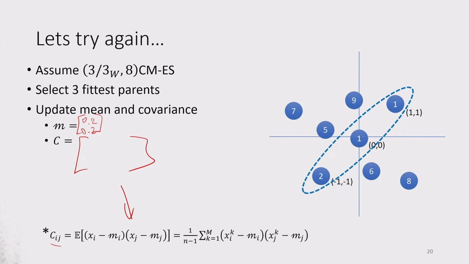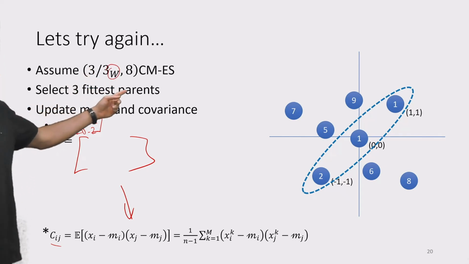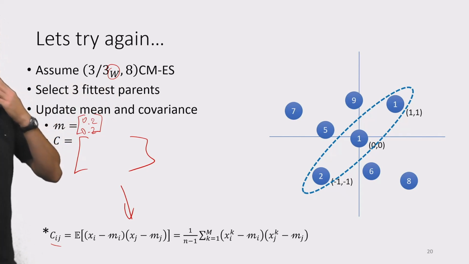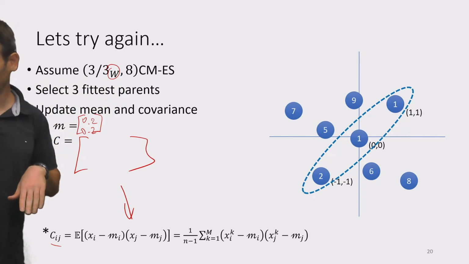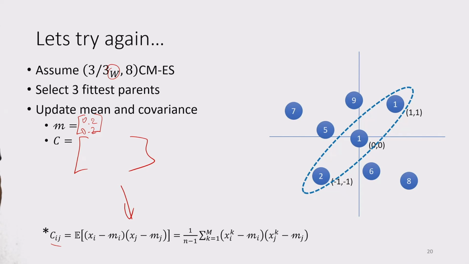Question: when you're calculating the variance and covariance, we use the weighted mean, not the uniform mean, right? Yes, the weighted mean. If it's W, then you use the weighted mean. If it's I, then you use the uniform. Okay, while calculating variance also? Variance also, yes. You also want to take that into account.